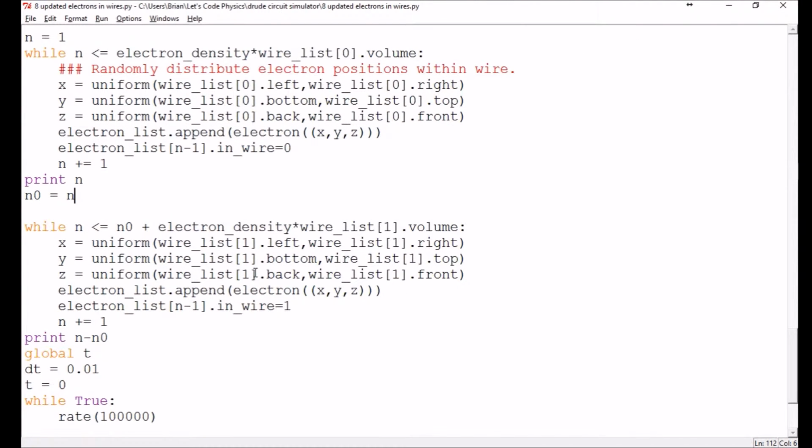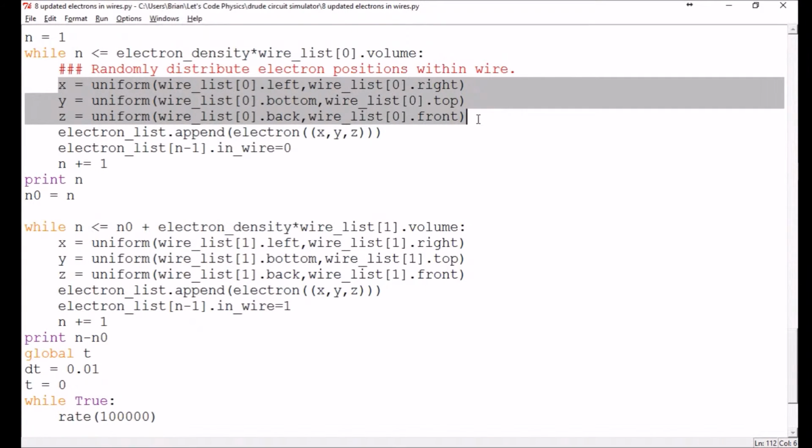Let's see. The other thing I'm doing now, I was previously having all these start in the center, and that was throwing things off because the electrons had to spread out. So now we're just randomly distributing the electron positions within the wire.